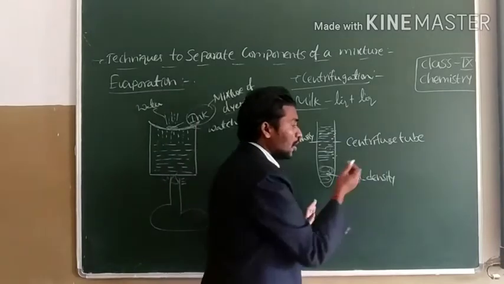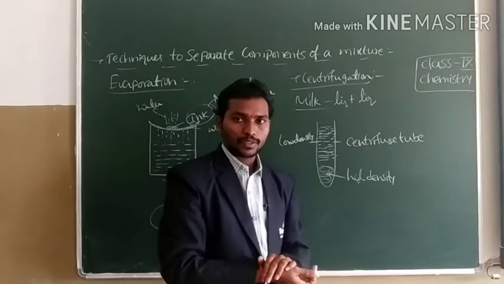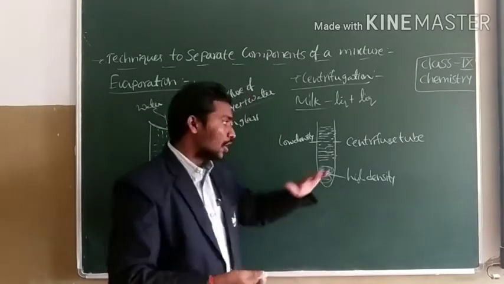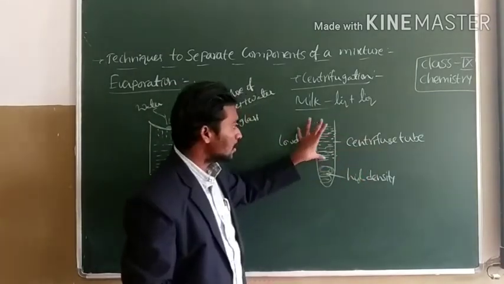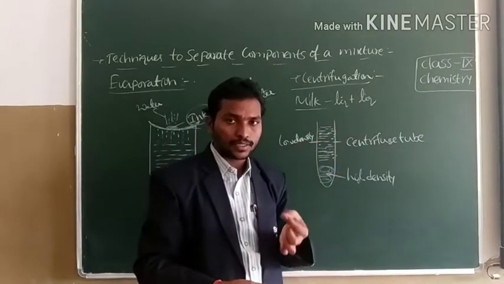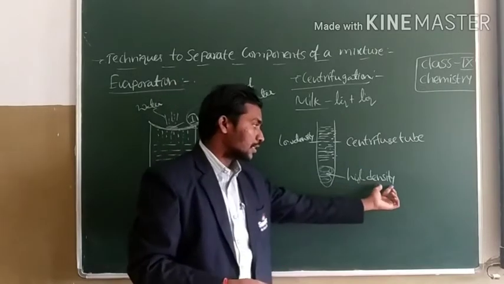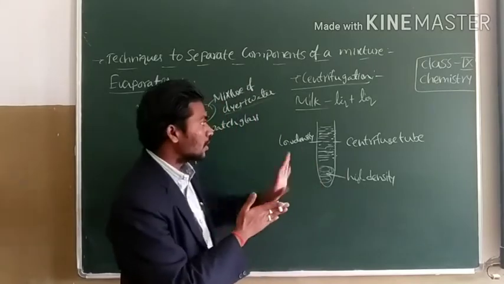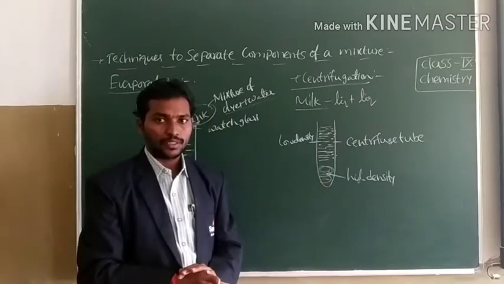So this is the way we can separate cream from the milk or butter from the milk. In general, butter or cream has low density. That's why it floats over the milk and reaches the top of the centrifuge tube. And the components which have high density, that is water or some other fats, are present at the bottom of the centrifuge tube. So this is the way we can separate components of the milk by the centrifugation technique.